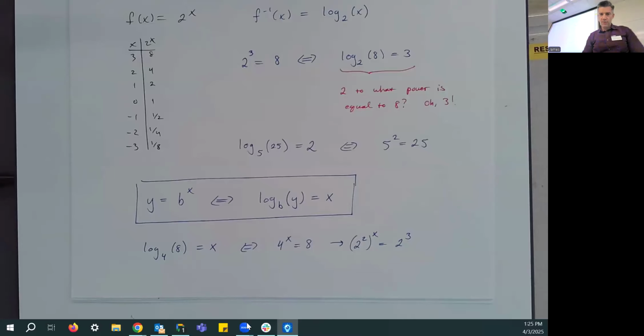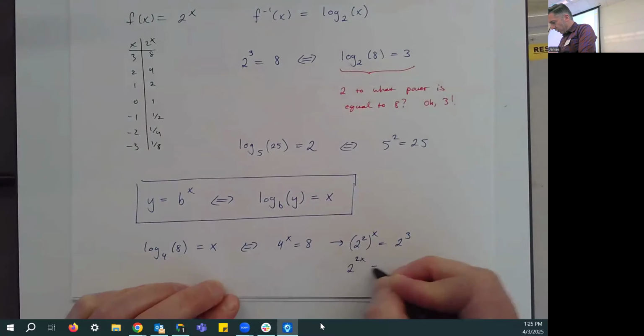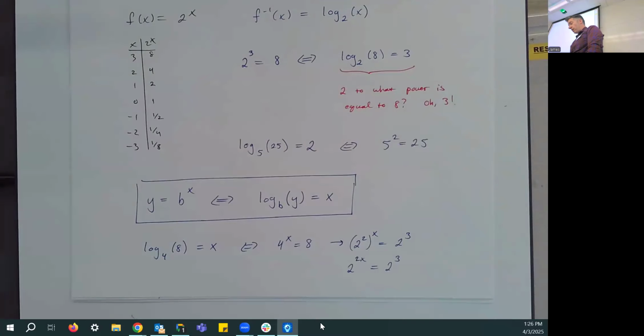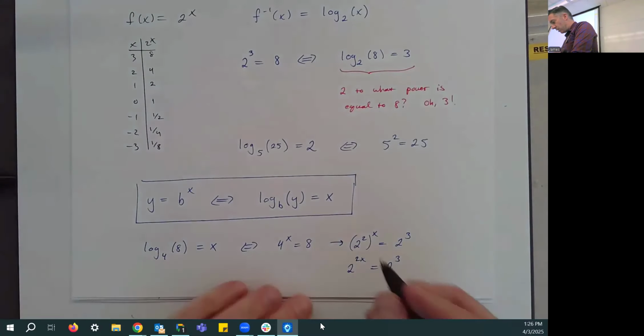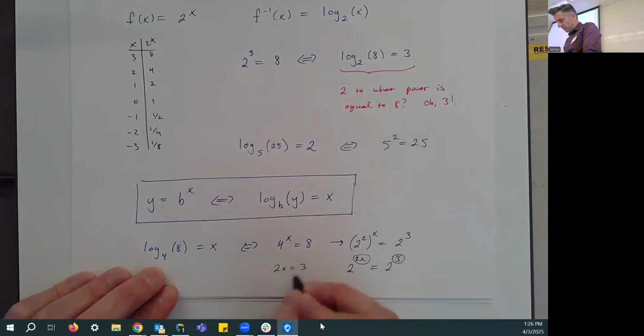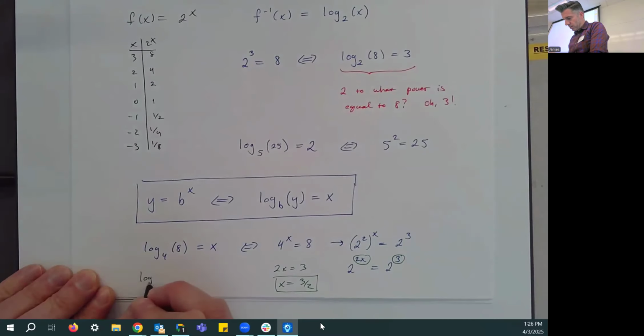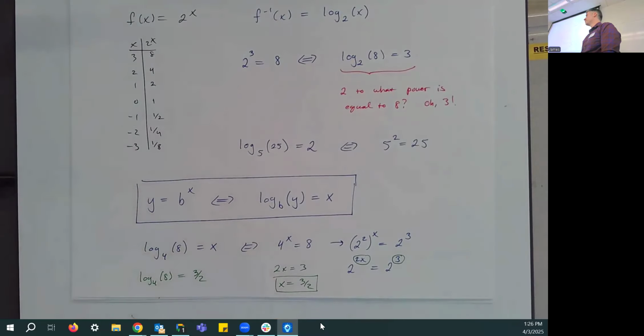There we go. So you can rewrite this as 2 raised to the 2x power equal to 2 to the third. And then if you have an equation where the bases are the same and they're equal to each other, the powers have to be equal to each other. The only way those are equal is if 2x is equal to 3. So 2x has to equal 3, which means x has to equal 3 divided by 2, or 1.5. So the log base 4 of 8 is equal to 1.5, or 3 divided by 2. Interesting.